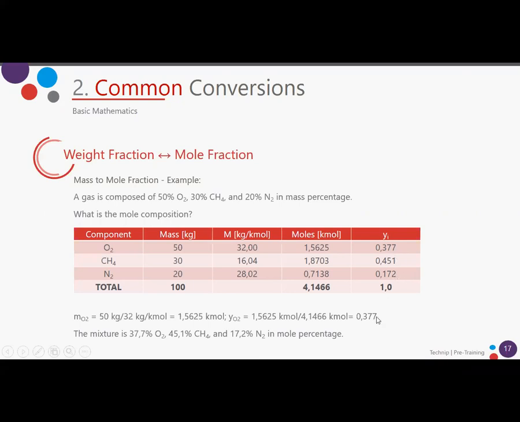And at the end, as in the example before, I can sum the mole fractions and I have to get 1. If I get 1, then I know that my calculation most probably is correct. So at the end, our mixture is 37.7% oxygen, 45.1% methane, and 17.2% nitrogen, all expressed in mole percentage.